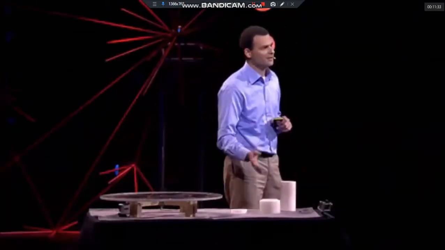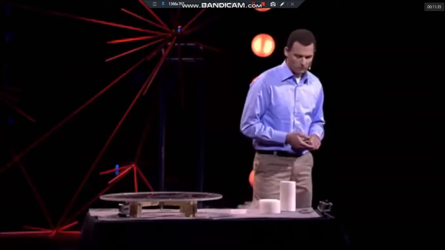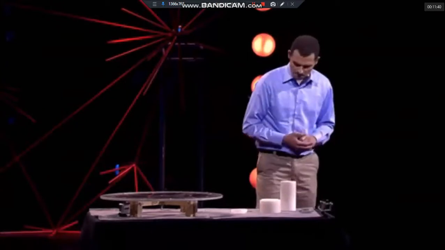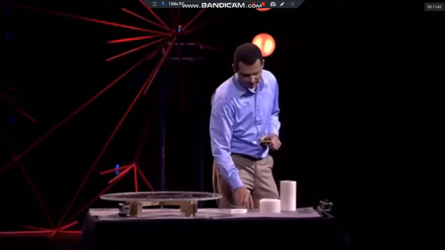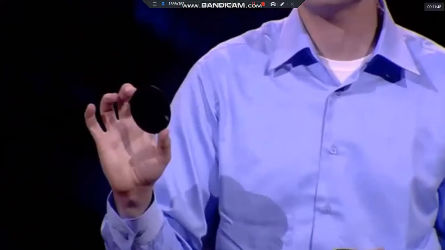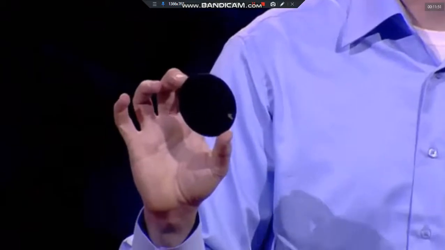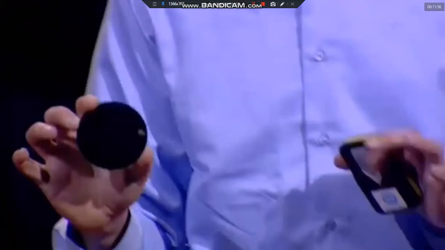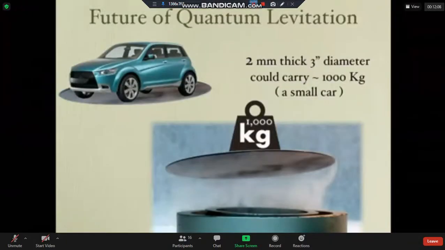But what is the future of quantum levitation and quantum locking? Well, let me answer this simple question by giving you an example. Imagine you would have a disk similar to the one I have here in my hand, 3-inch diameter, with a single difference. The superconducting layer, instead of being half a micron thin, being 2 millimeters thin, quite thin. This 2 millimeter thin layer could lift a small car in my hand. Amazing. Thank you.